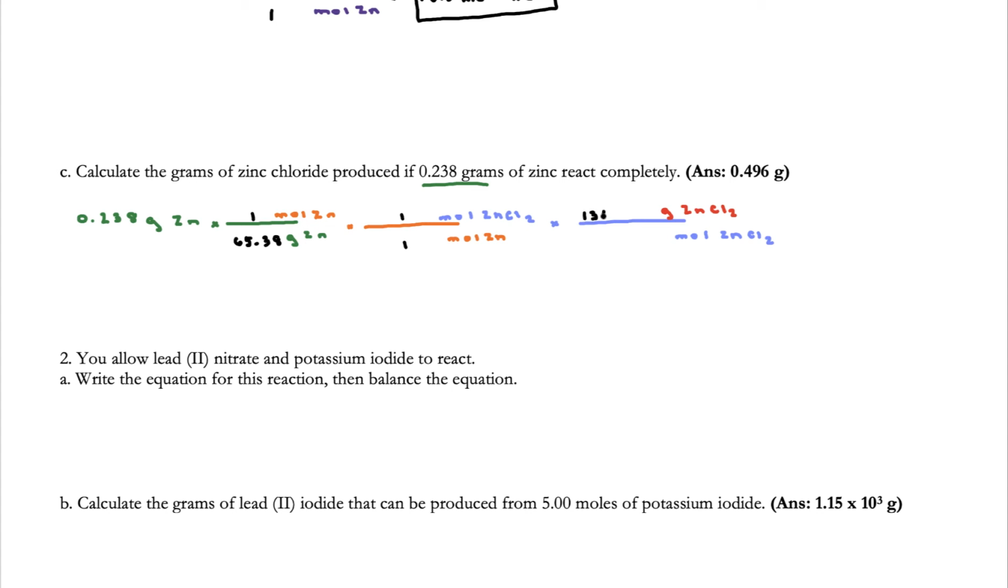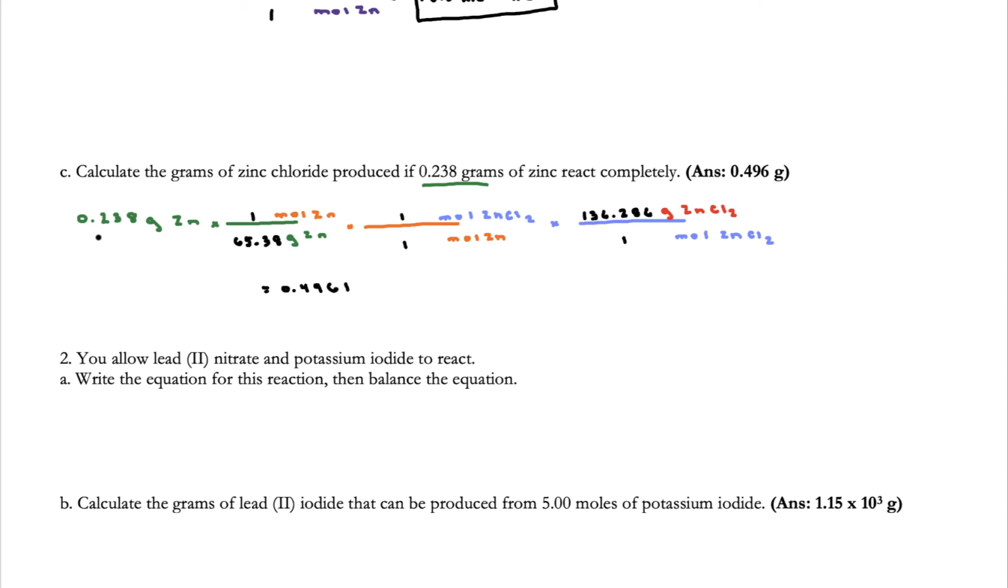Okay. So 136.286 is my molar mass all over 1 mole. So what I'm going to do to find my answer now, I'm going to take my 0.238 and I'm going to divide that by 65.38, and then I'm going to multiply by the molar mass of zinc chloride, and I get 0.4961.